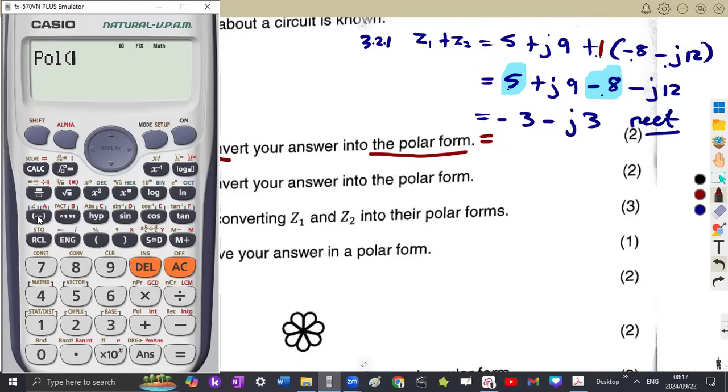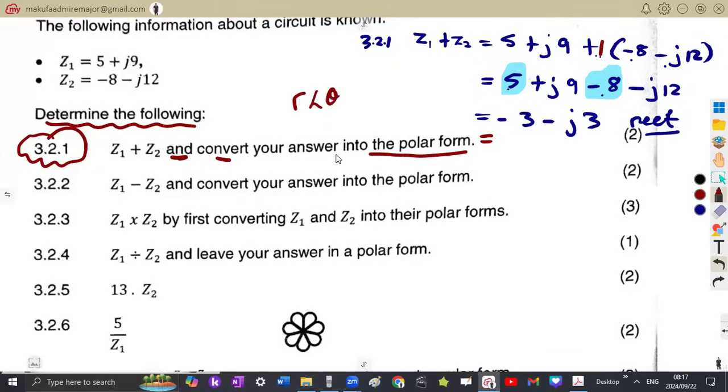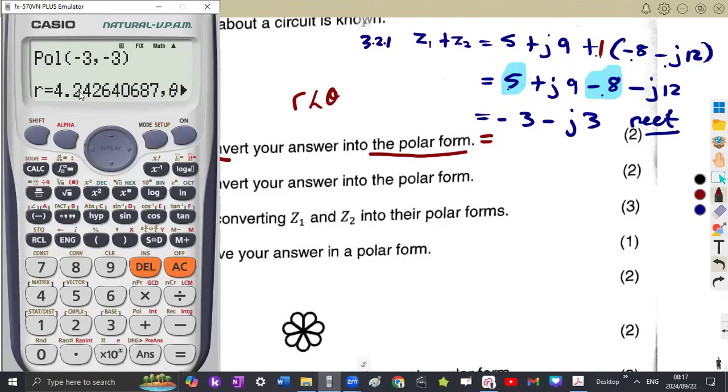This is minus 3. So the first one is minus 3. You separate the minus 3 on J, shift close bracket so that you separate that. So now you can have your minus 3. Close the bracket, is equal to. So as you know, in polar form, it's R angle of theta. So it's going to give us the value of R.